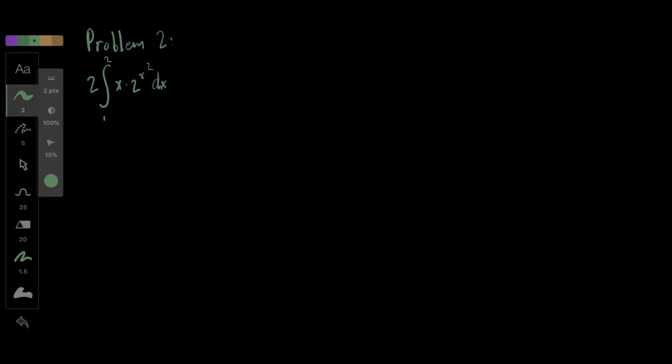Over here, we have our second problem. 2 multiplied by the integral from 1 to 2 of x times 2 to the power of x squared dx. Now this is a definite integral, so we will also have to use techniques for solving the definite integral in this problem. But it shouldn't be too hard.